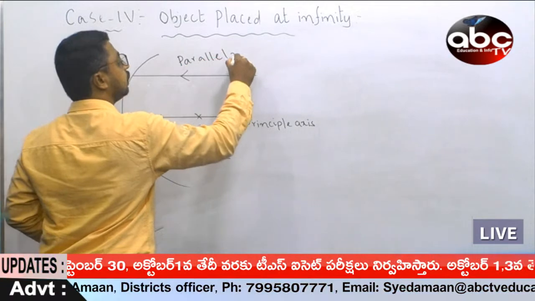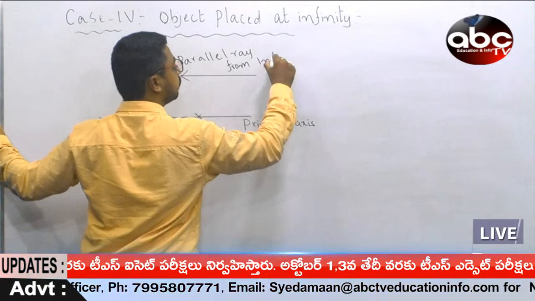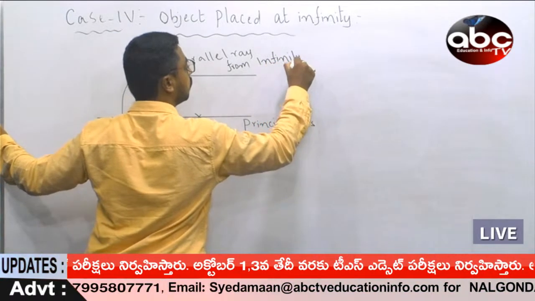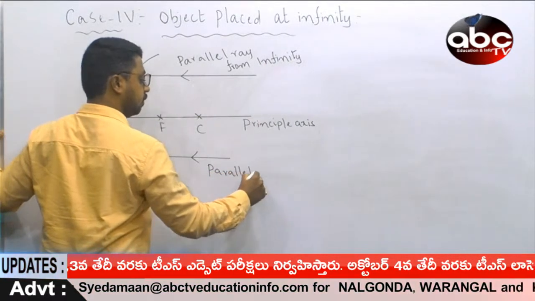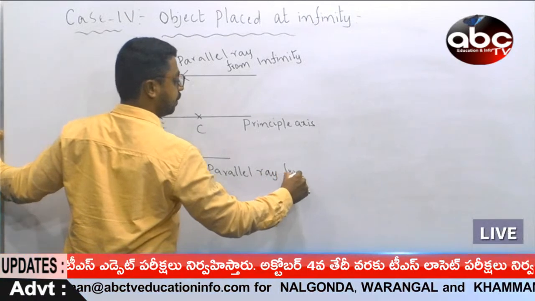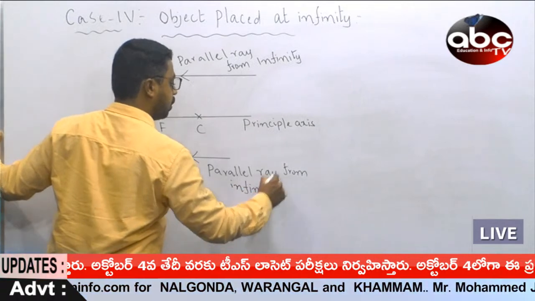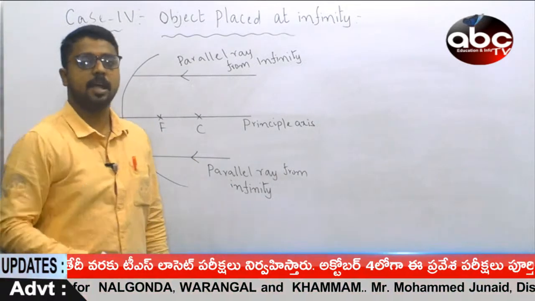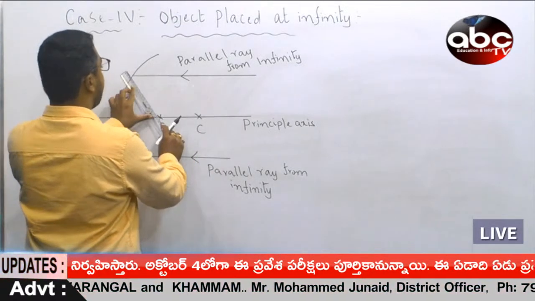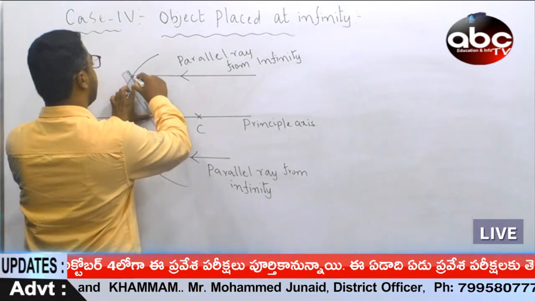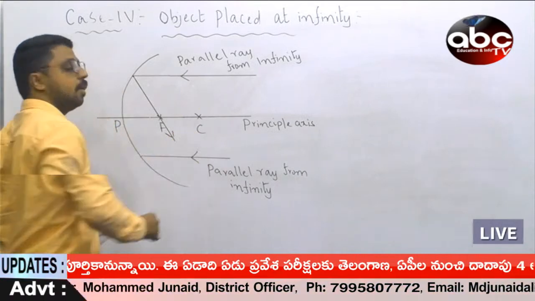from infinity. And this is also a parallel ray from infinity. We do not know from what distance it is coming. The rays are able to emerge. So as a result of this one, what is going to happen? According to the rules of ray diagram, they are going to bend.